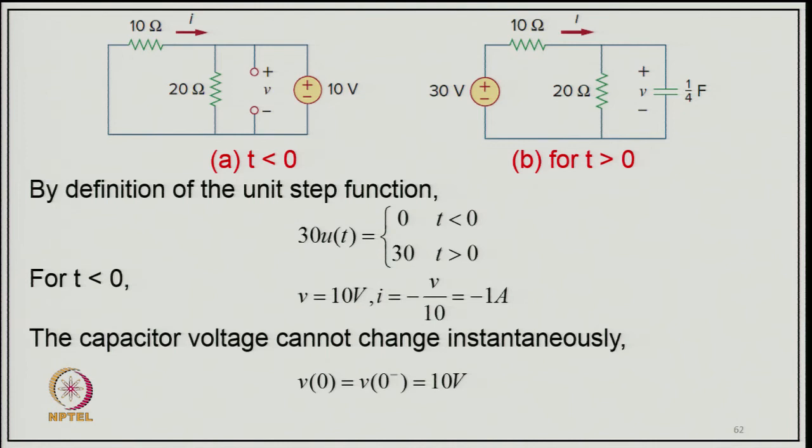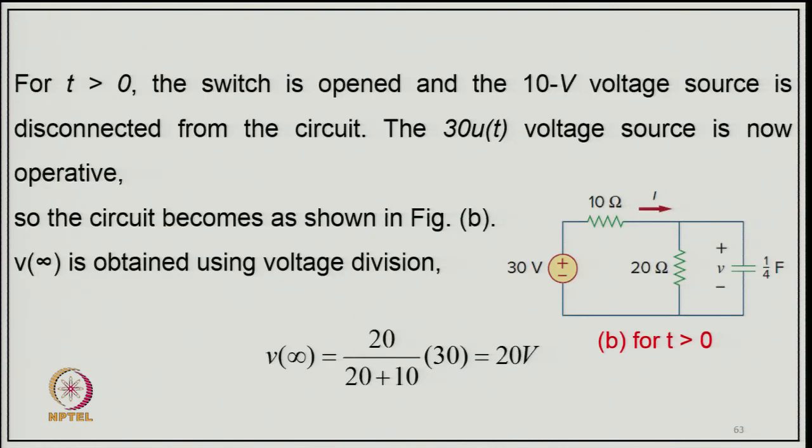From t less than 0, we can find v is 10 volts, because that 10 volts was directly applied across it, and i is minus v upon 10, that will be minus 1 ampere. The capacitor voltage cannot change instantaneously, so v(0) equals v(0 minus) equals 10 volts. Now, for t greater than 0, the switch is open and the 10 volt source is disconnected from the circuit, and the 30 u(t) voltage source is now operative.